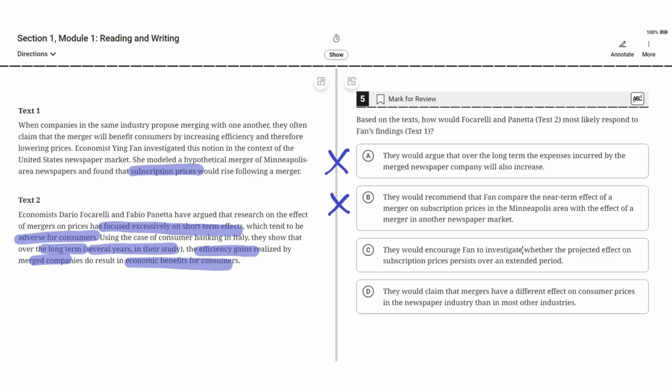C. They would encourage Fan to investigate whether the projected effect on subscription prices persists over an extended period. This seems to be correct because the economists did focus on time, and they found that over a long time, an extended period, there would be efficiency gains for merged companies. So C seems to be the correct answer. D. They would claim that mergers have a different effect on consumer prices in the newspaper industry than in most other industries. This is incorrect because the economists in text 2 focused on time, not on the different industries. And they generalized that every merged company over a long period of time has economic benefits for consumers. So D is wrong, and C is the correct answer.